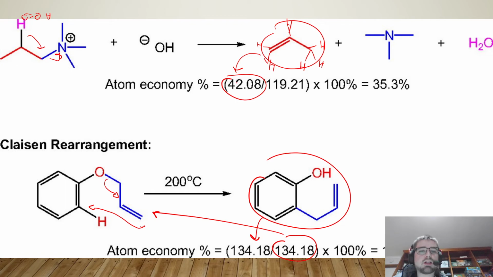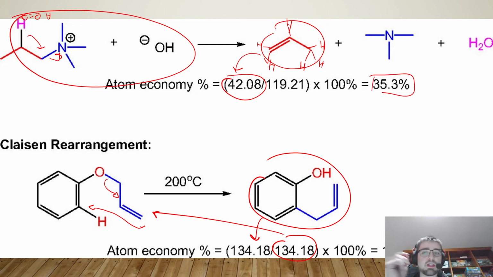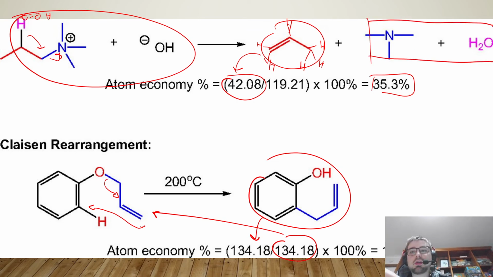The atom economy is going to be this molar mass divided by the molar mass of everything on this side. And we find that it has an atom economy of 35%. So what it just means is that 65% of the mass that you're putting in there is just being ejected as other stuff that you don't want, which is kind of a waste. Now, higher atom economy is always better.